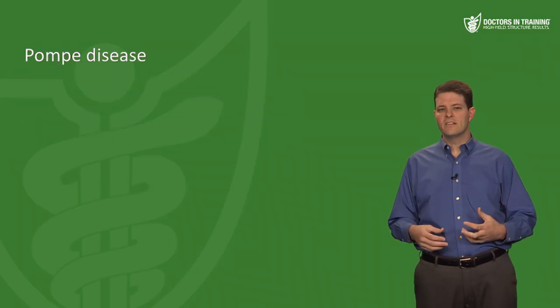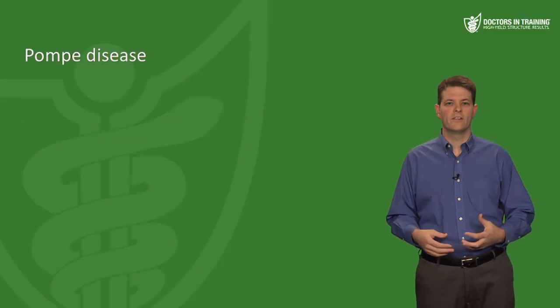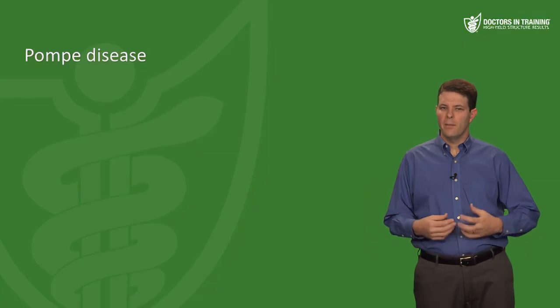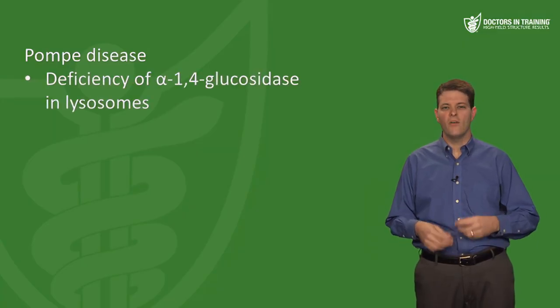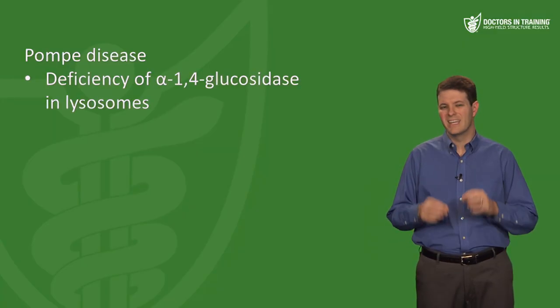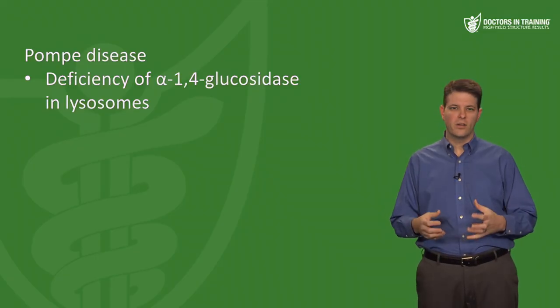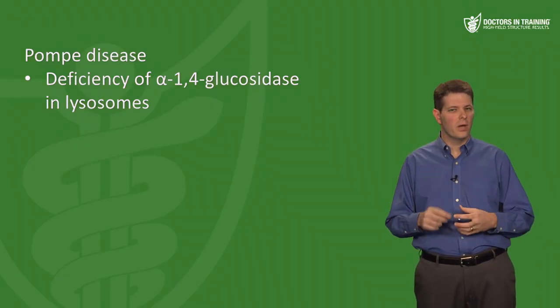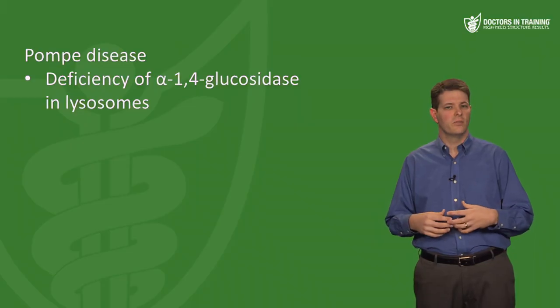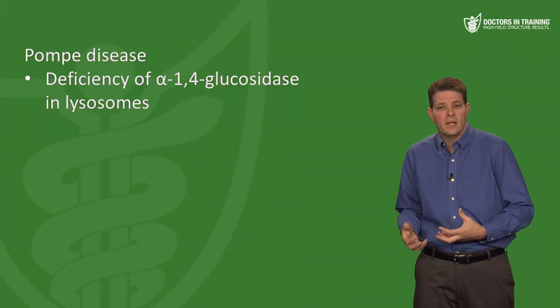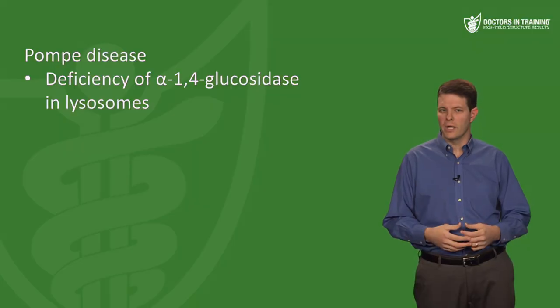And then the last disease is called Pompe disease, or glycogen storage disease type 2. Pompe disease is caused by a deficiency of the alpha-1,4 glucosidase in the lysosomes. So the lysosomes are responsible for breaking down a small amount of glycogen. So if the muscle cell lysosomes don't have this alpha-1,4 glucosidase, some of the glycogen won't get broken down.